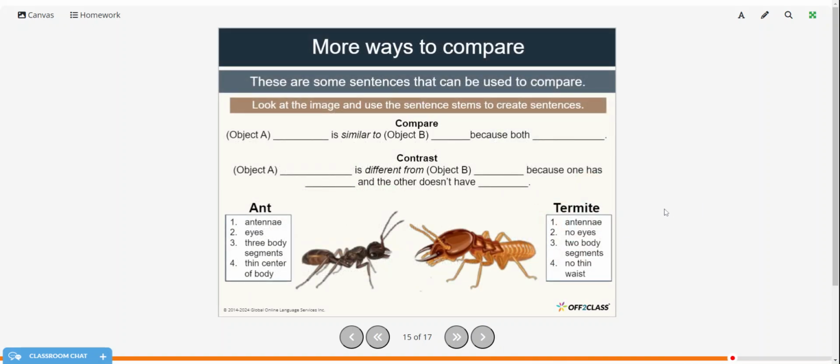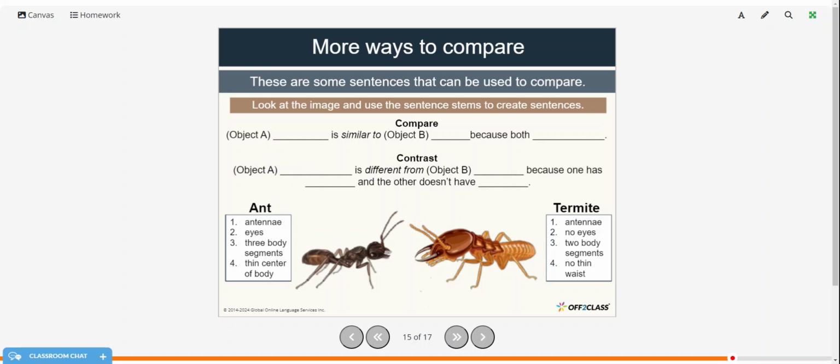More ways to compare. So there are some sentences that can be used to compare. Object A is similar to object B because both, and then, or you can contrast, object A is different from object B because one has blank and the other doesn't have blank. So we could say an ant is similar to a termite because both have antennae. But an ant is different from a termite because one has eyes and the other doesn't.